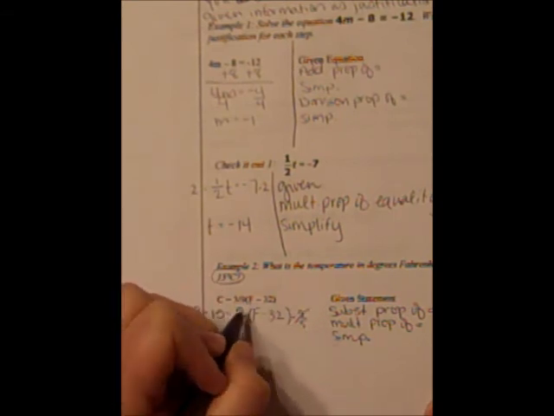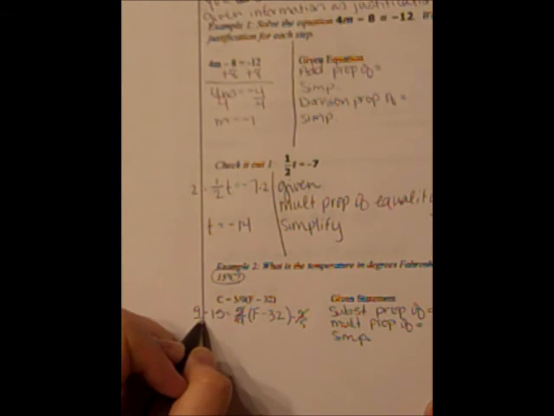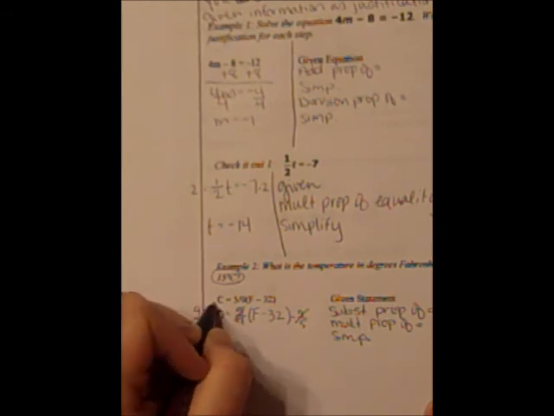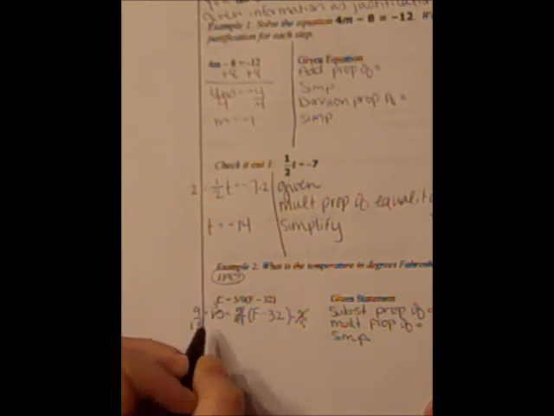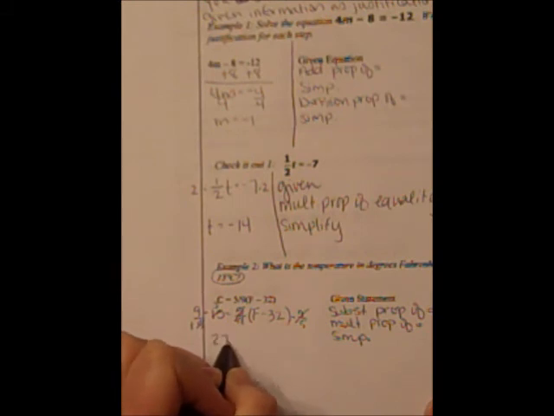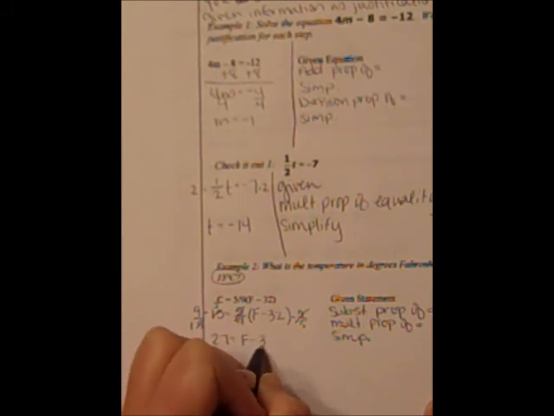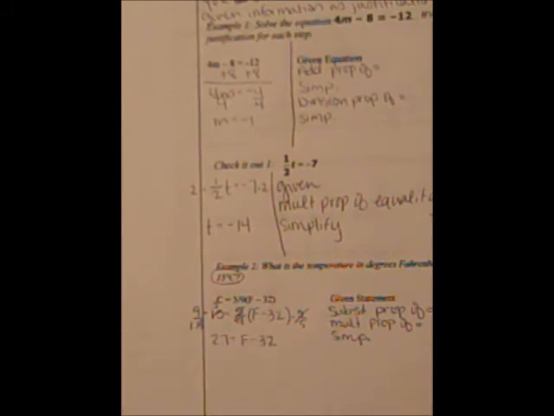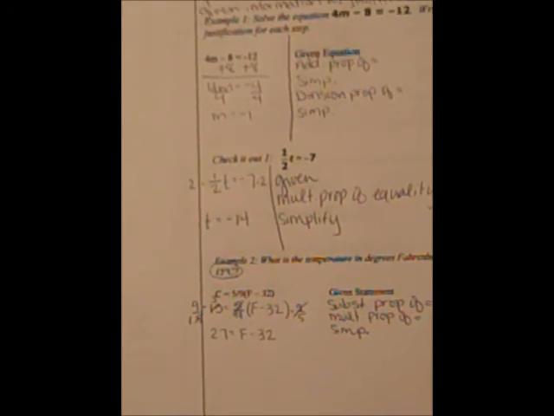So this 9/5 cancels with this 5/9. This 5 goes to a 1, 15 goes to a 3. So when I simplify, I have 27 is equal to F minus 32. Okay, so multiplying by the reciprocal actually makes the problem easier because now you've gotten rid of your fraction, whereas if you had distributed, now you've got more and more fractions. So this actually works out better most of the time.